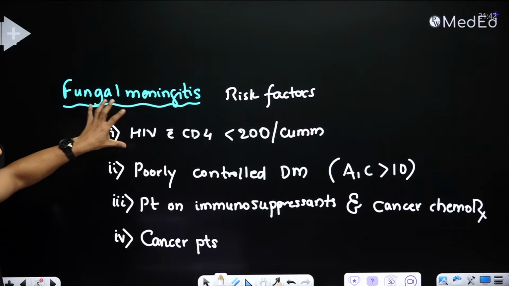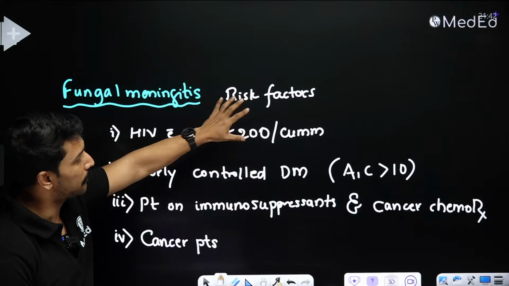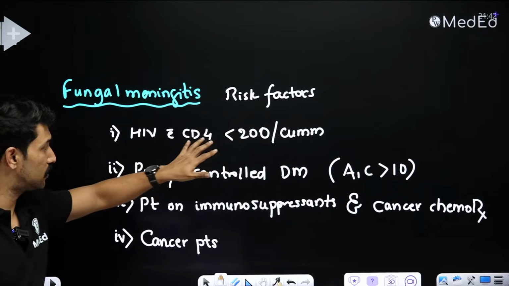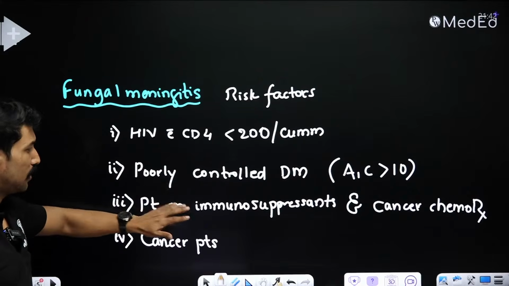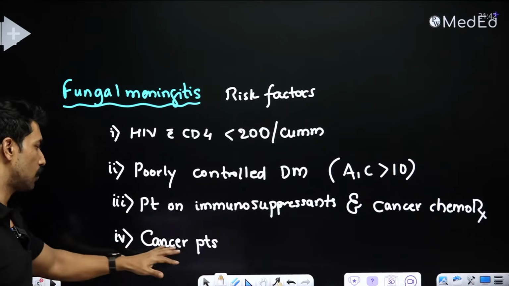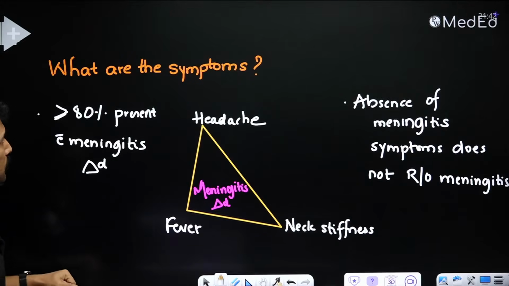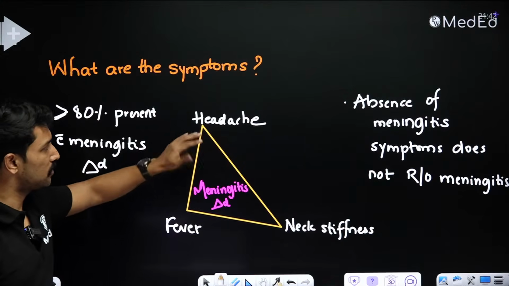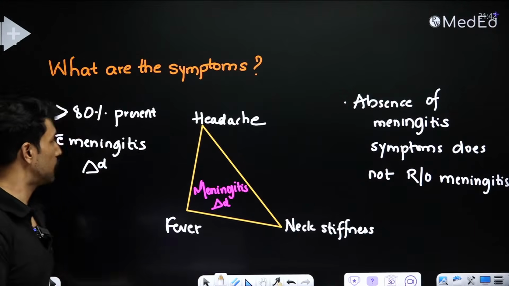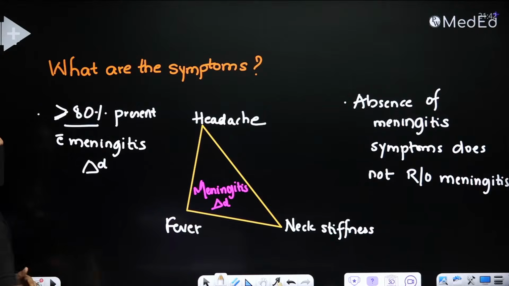Fungal meningitis typically occurs in individuals with risk factors, which is primarily immunocompromised state, HIV with CD4 less than 200, poorly controlled diabetes, patients on immunosuppressants or cancer chemotherapy, or cancer patients. All of these patients present with a classical meningitis triad where you have headache, fever, and neck stiffness, which is seen in around 80% of the patients.